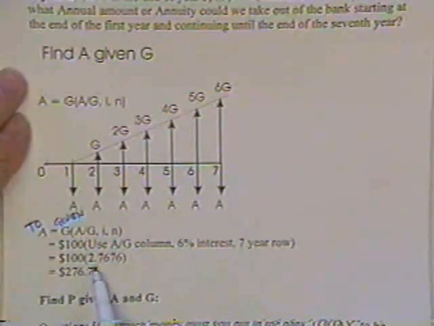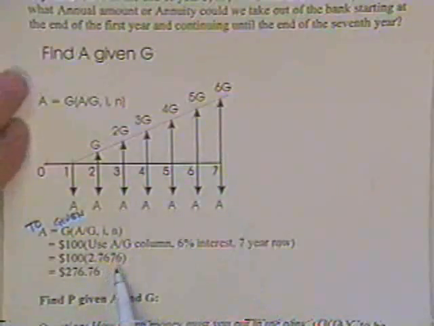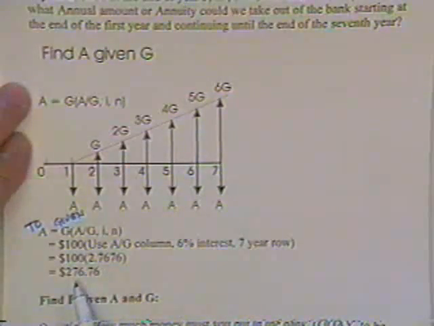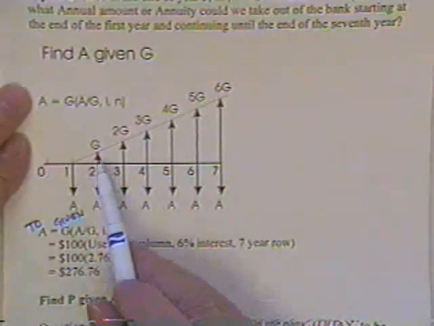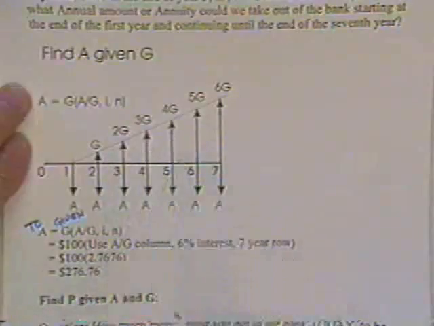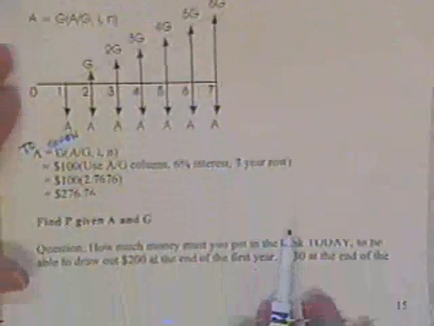Go and book, you find the numbers 2.7676, and that means that he will allow me to withdraw from his bank $276.76, and then I will start paying it back the second year. I'll have to give him $100, then $200, then $300, and so on.